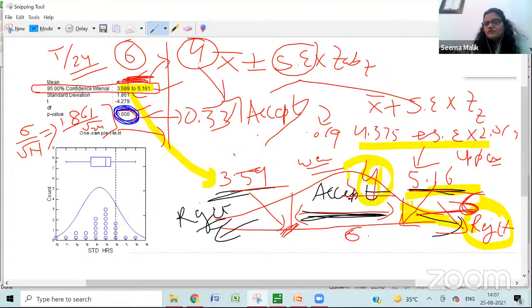So confidence limit plays an important role. It is not only the p value through which you can accept or reject the null hypothesis. The second clue you can get from the confidence interval. From the confidence interval also, in the absence of p value, you can make out the interpretation. You can also make out whether your hypothesis is rejected or not.